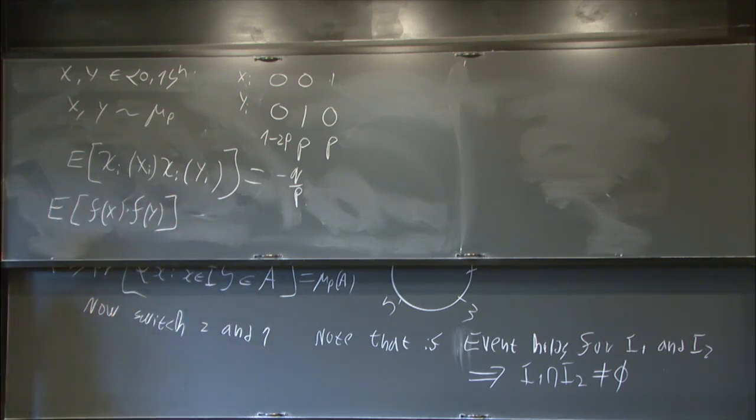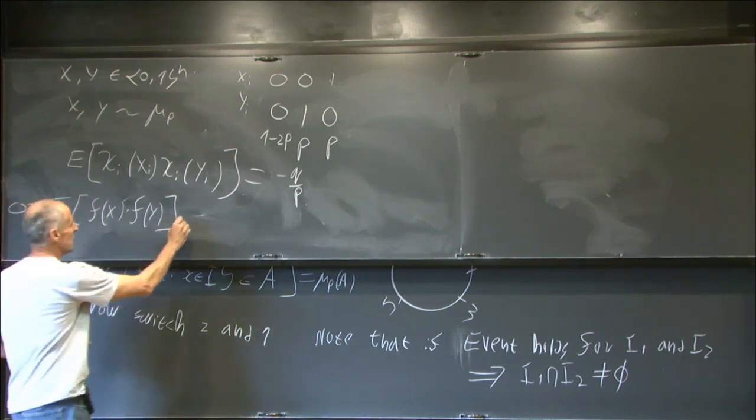Well, forget the expectation. What can you tell me about f of x times f of y? X and y are disjoint. Yeah, zero. So it's 0. And in particular, the expectation is 0. This is a constant 0, so this is 0.